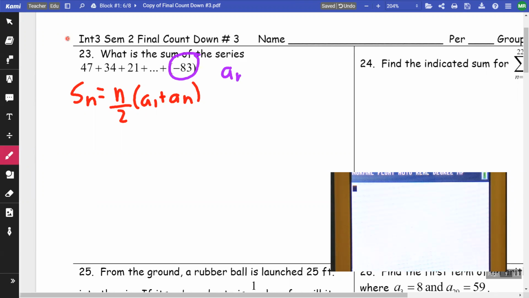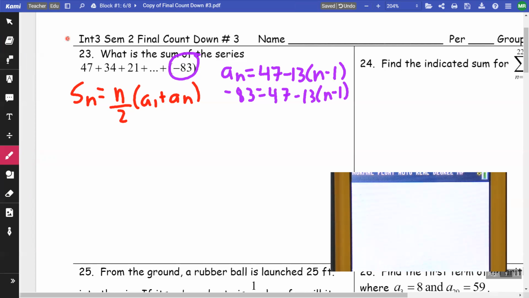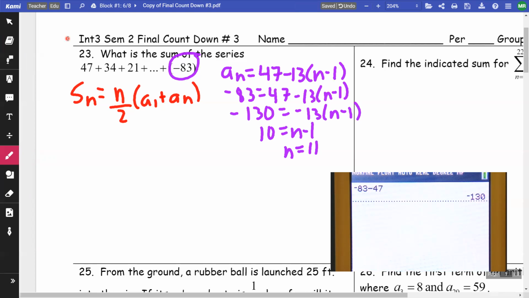So I'm going to use the A sub n formula. That's going to be equal to my first term, which is 47, subtracting 13 times n minus 1. I'm going to put a negative 83 in here. I get negative 83 equals 47 minus 13 times n minus 1. I'm going to subtract 47 from both sides, so negative 83 minus 47. I get negative 130 is equal to negative 13 times n minus 1. I'm going to divide by negative 13. I get 10 is equal to n minus 1. So n is equal to 11.